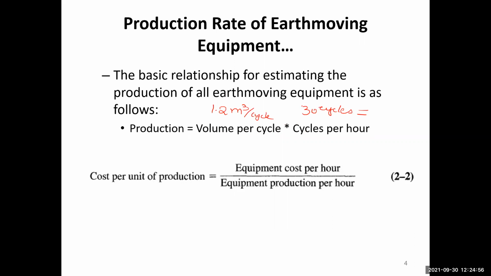Can you do the maths for me? 36. So 36 cubic meter. Yeah, so the production is 36 cubic meter. Okay, 36 cubic meter. And what will be the units for this production? 36 cubic meter per... What will be the unit of production?